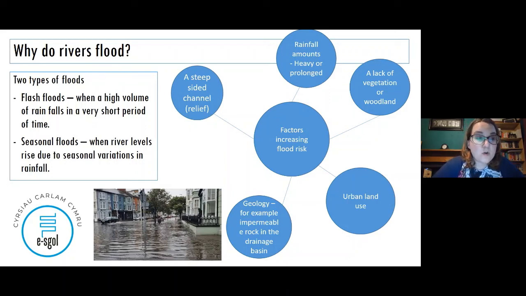We also then have urban land use, and this is when an area surrounding a river is built on. So there is an increase in the amount of concrete, which is an impermeable surface. Drains and sewers take water directly to the river, which can increase our flood risk.